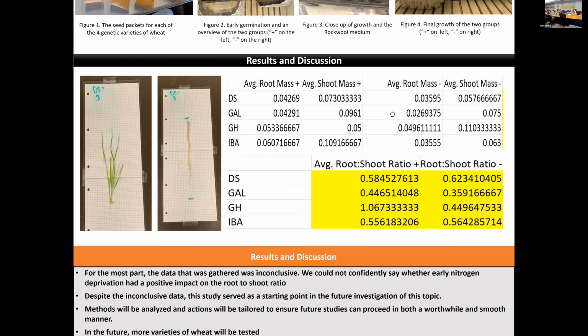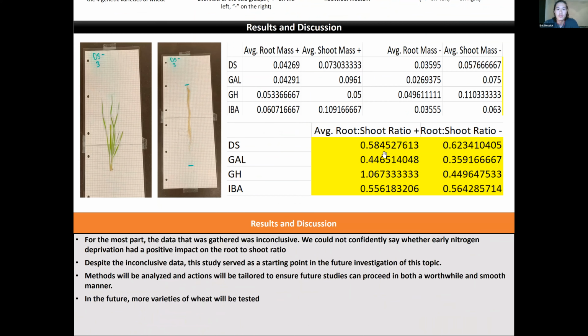Sadly, for the most part, the data we got was rather inconclusive, and we could not confidently say whether early nitrogen deprivation had a positive impact on the root to shoot ratio. But despite this, this study served as a starting point for future investigation of this topic. It helped us see what methods worked and what methods can be improved on so other studies can be more efficient. We're going to tailor them to ensure that future studies proceed in both a worthwhile and smooth manner. As an example of something we'll change, we're going to test more varieties a week.